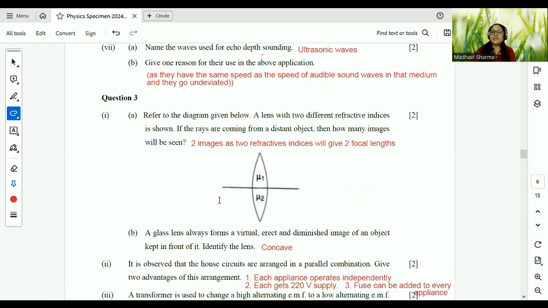Question number 3. Oh, it's very easy. It looks difficult but it's not. Refer to the diagram below. A lens with two different refractive indices is shown. If the rays are coming from a distant object, at infinity, then how many images will be seen? Definitely two images. Two refractive indices will give two focal lengths. So, for infinity, the images are at the focus, so one focus and a second focus. Inverted.